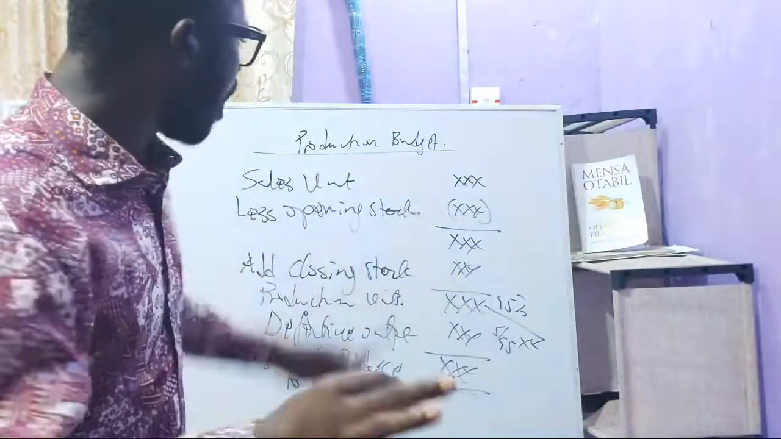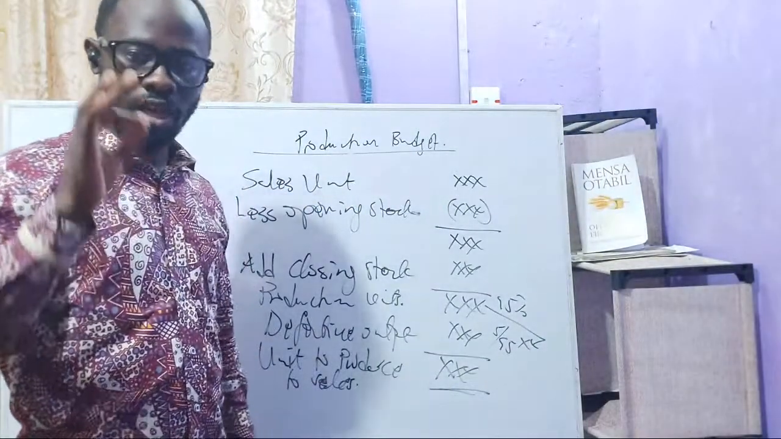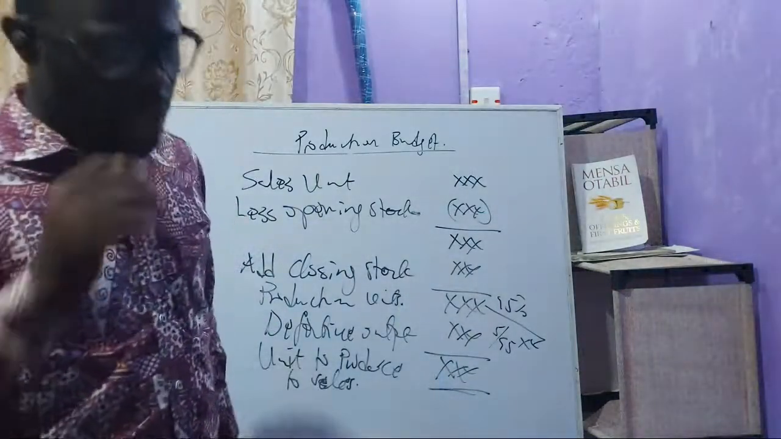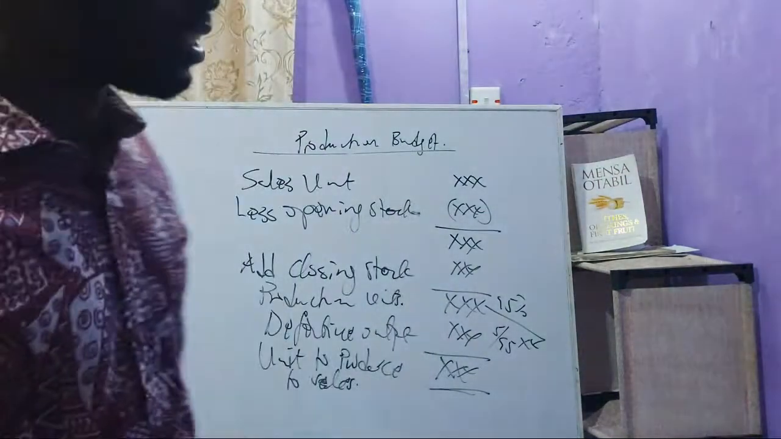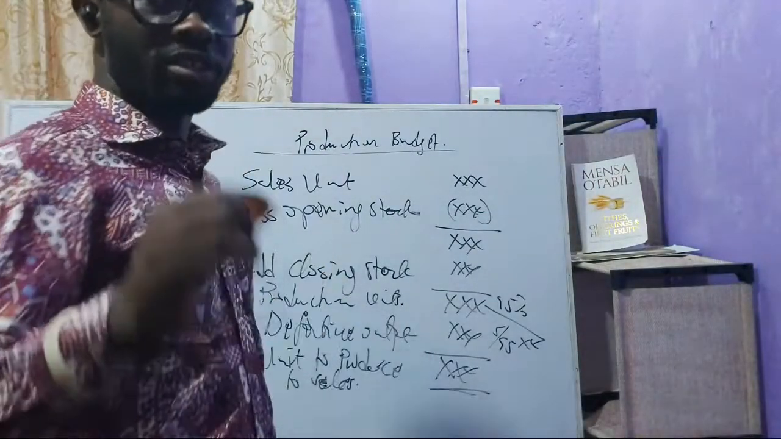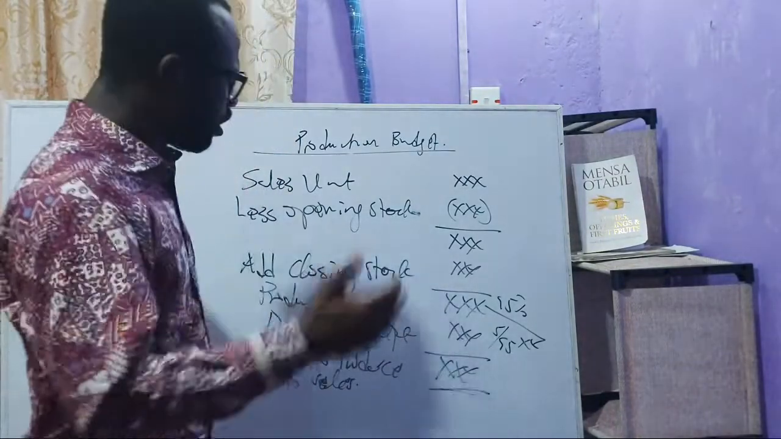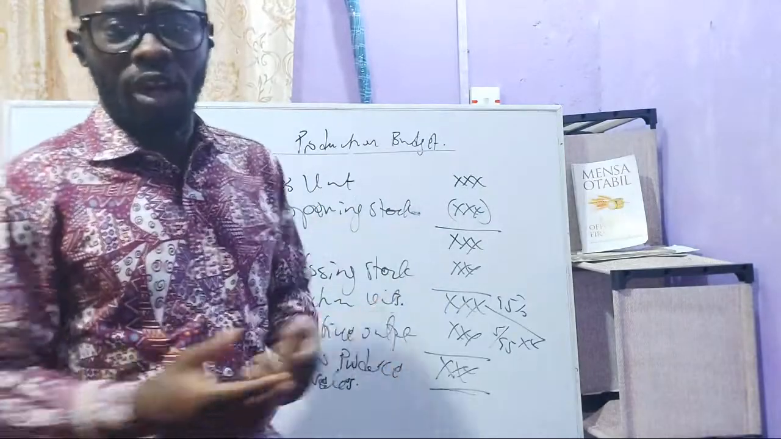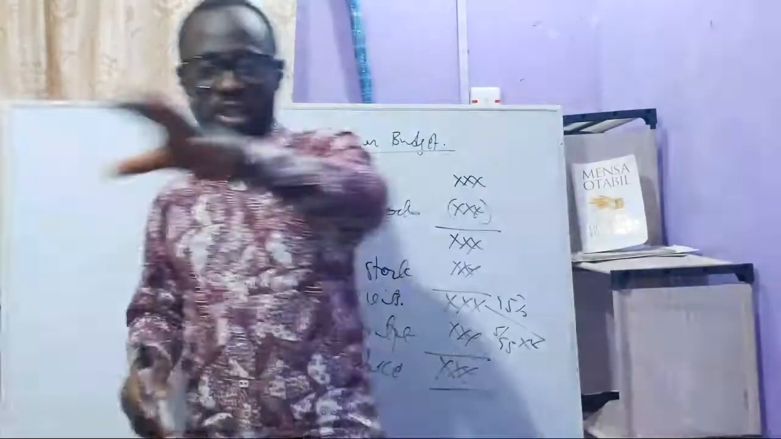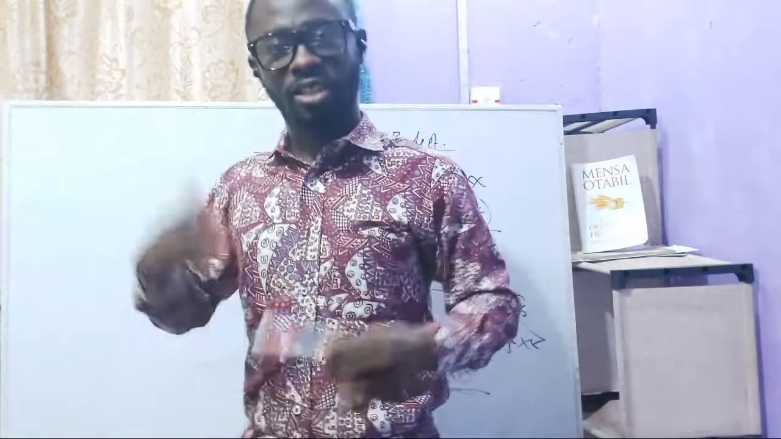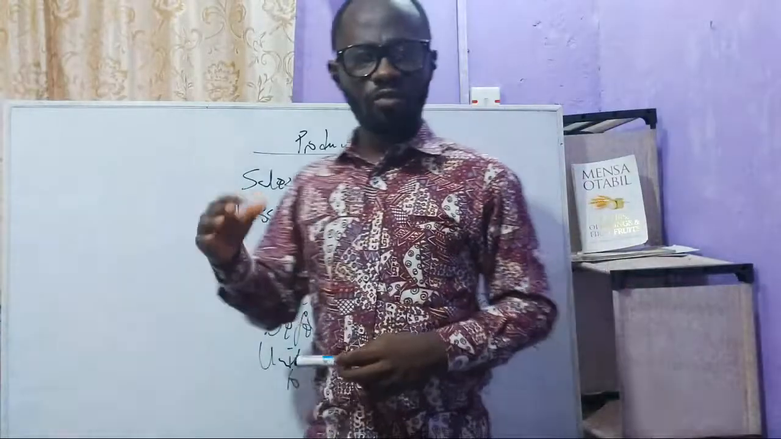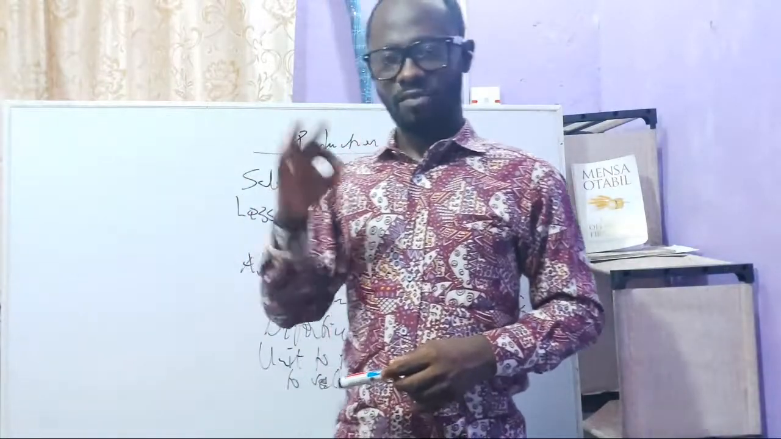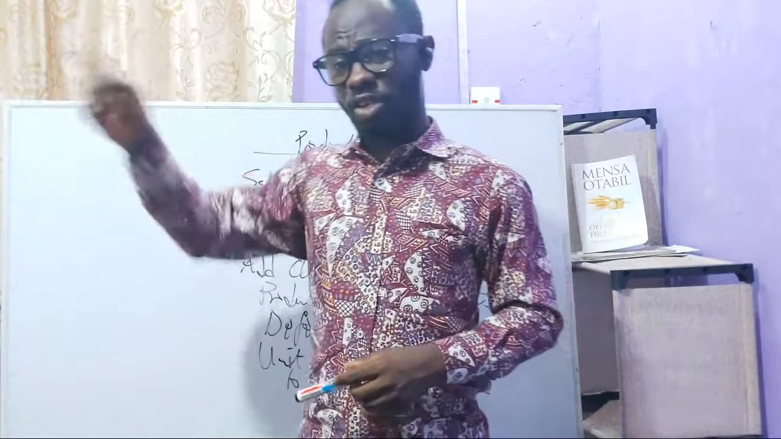So this is how we prepare the production budget. This is very, very critical. Now, one of the things that you got to also understand is this, that sometimes you got to compute the closing stock and the opening stock. It's not going to be on a silver platter for you to just pick it up from the question straight up. The examiner could say that the value of closing stock is maybe 20% of next month's sales.